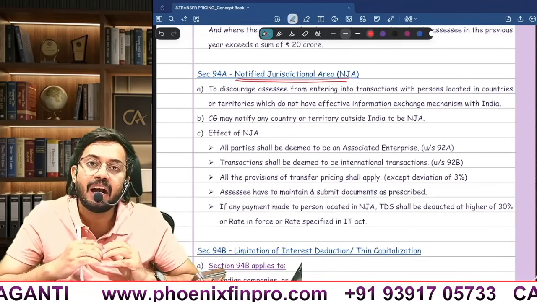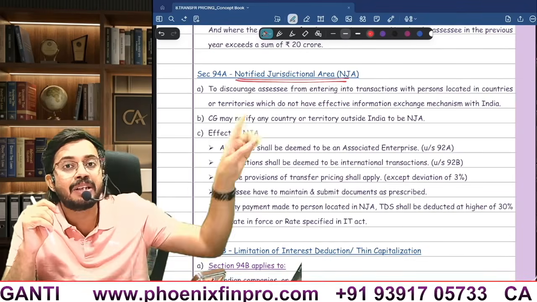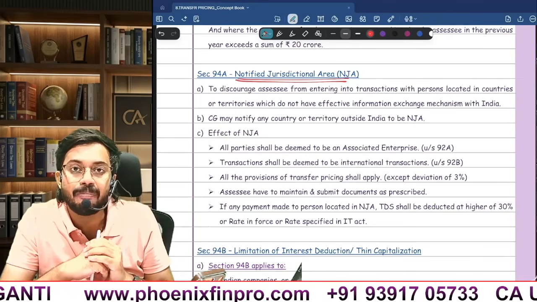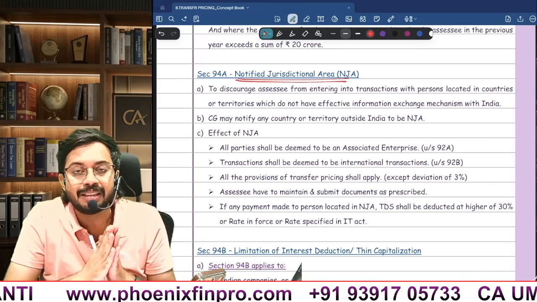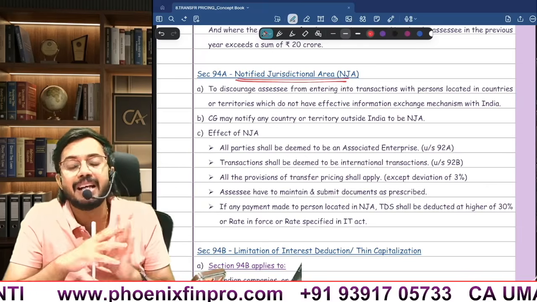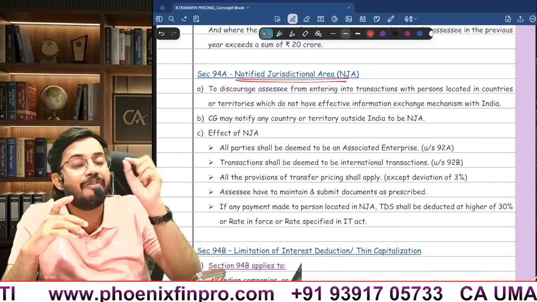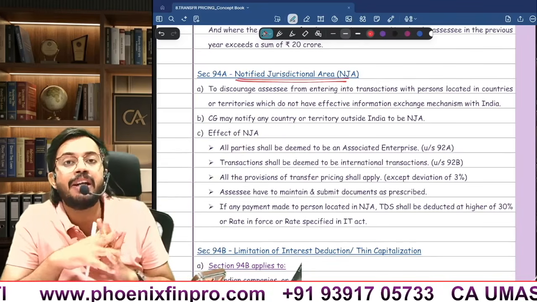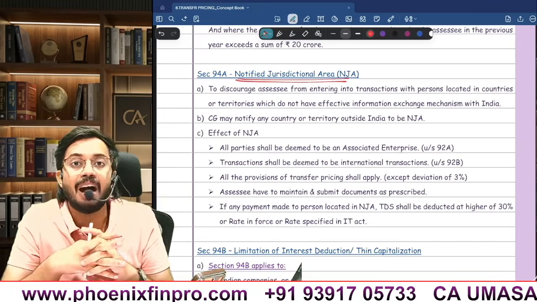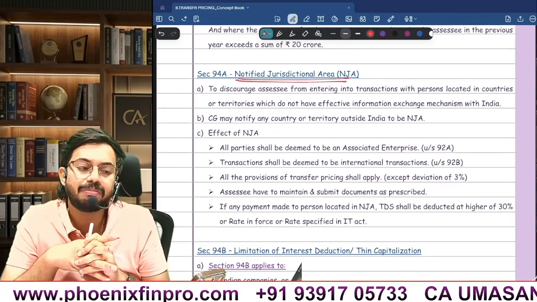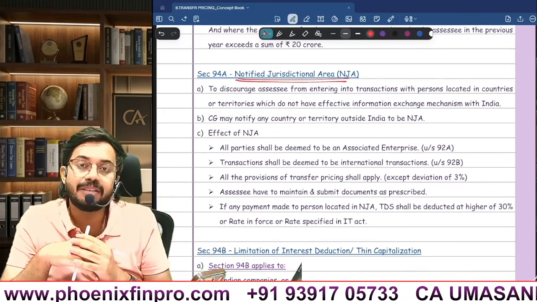Any person in India, if we do a transaction with a person located in a notified jurisdictional area, irrespective of their relation, they will be deemed as associated enterprises. Their transaction will be deemed as an international transaction. And every transaction that is done with a person located in a notified jurisdictional area will be calculated at arm's length price. Are you able to understand? So that is the provision.